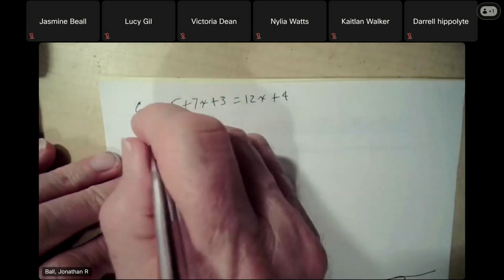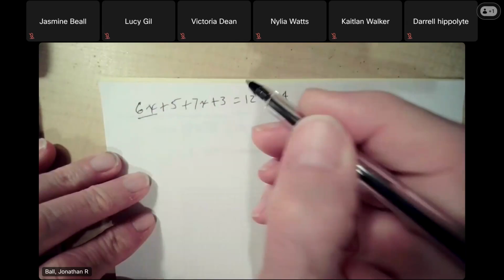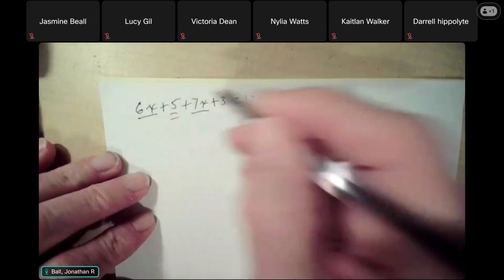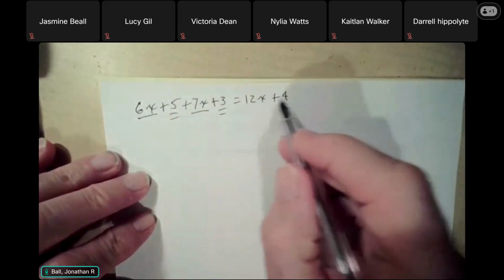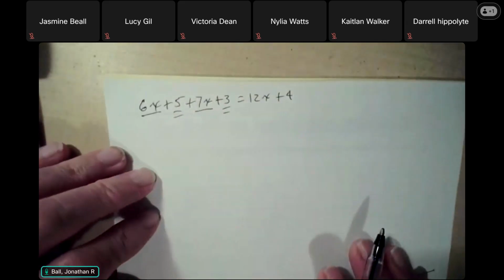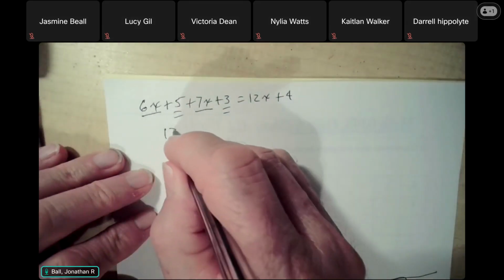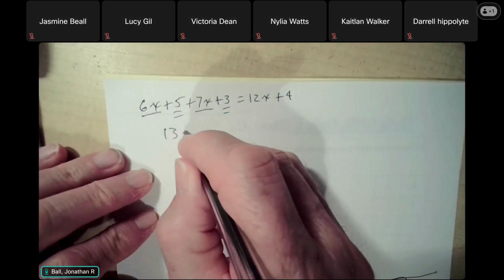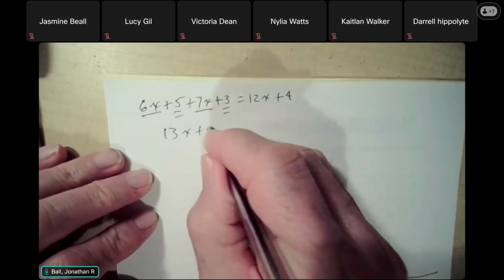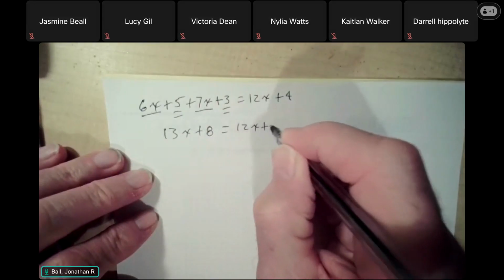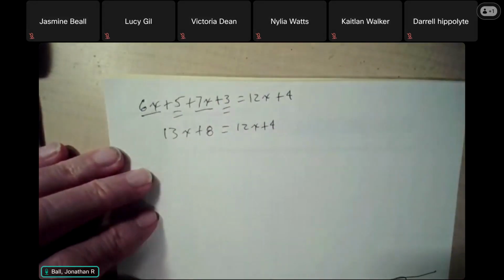Well, you can combine like terms, right? 6x's and 7x's, 5 and 3, and we don't have any like terms over here. So 6x and 7x is 13x, 5 and 3 is 8, equals 12x plus 4. Now we have the same problem we had before.